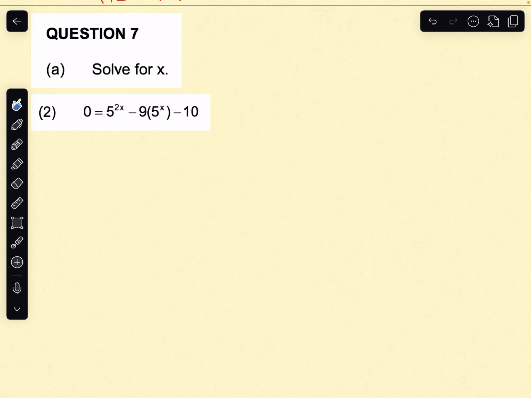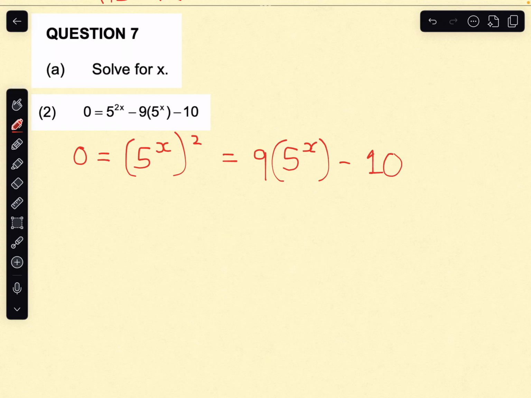We have 0 is equal to 5 to the 2x minus 9 times 5 to the x minus 10. So already what stands out for me is that there's a 5 to the x here and a 5 to the x in disguise. This is a 5 to the x to the power of 2. And this is a 9 times 5 to the x, and this is a minus 10.